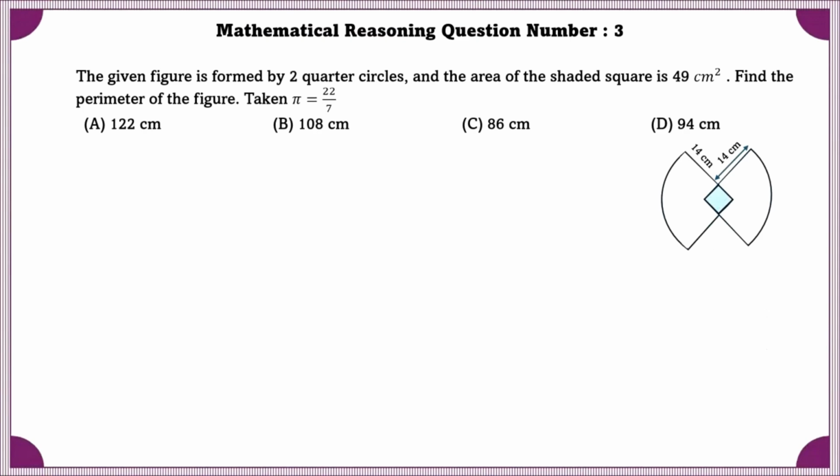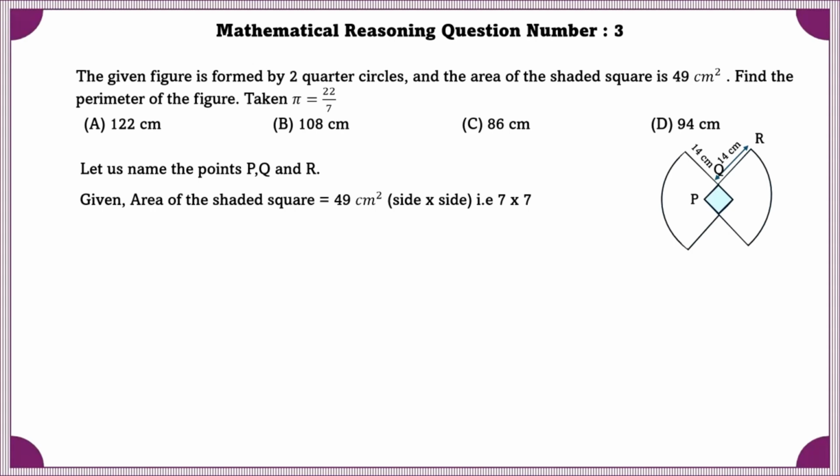Mathematical reasoning question number 3. The given figure is formed by two quarter circles and the area of the shaded square is 49 centimeter square. Find the perimeter of the given figure. Take pi as 22/7. Let us name the points P, Q and R.